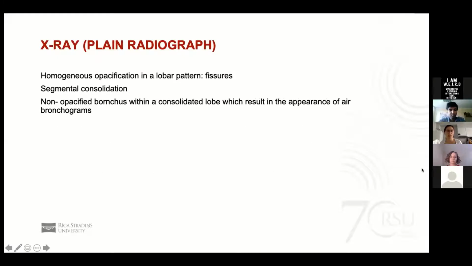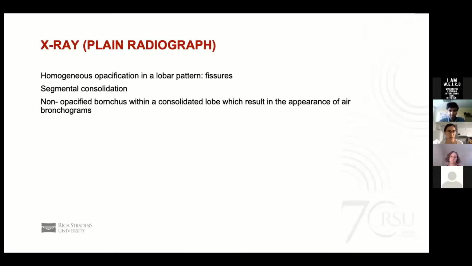And this X-ray, like a plain radiograph, shows in general homogeneous opacification in a lobar pattern, and this opacification means that it's blurry. You cannot see through it, meaning it's not dark or black, because when it's black, it means that it's transparent. And also segmental consolidation, which means that the consolidation area can be located in different areas. It's not in one area, it can be scattered.